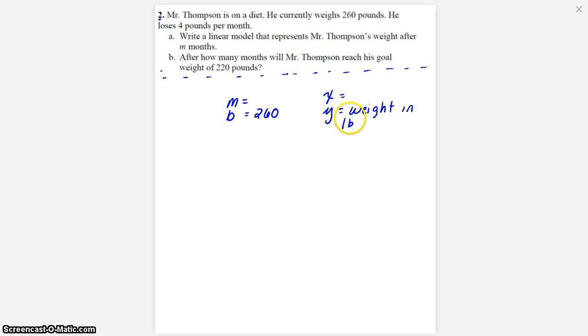Okay, he loses 4 pounds per month. He loses, I'm going to grab on to that word right there, loses, because that's going to tell me my slope's going to be negative. I need to have a slope of -4 pounds per month. So x must be time in months.